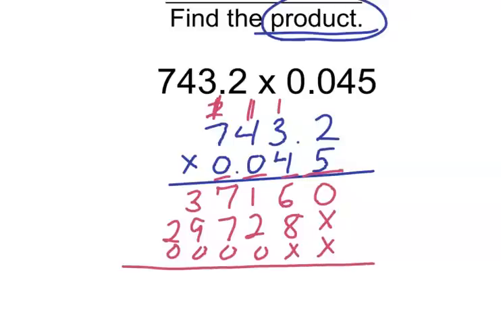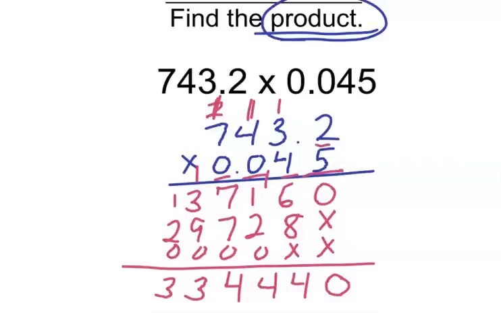0 plus nothing is 0. We have 6 plus 8 is 14. And then we have 2 plus 1 is 3. 7 plus 7 is 14 again. So we have 9 plus 1 is 10, plus 3 more is 13. And then 2 plus 1 is 3.